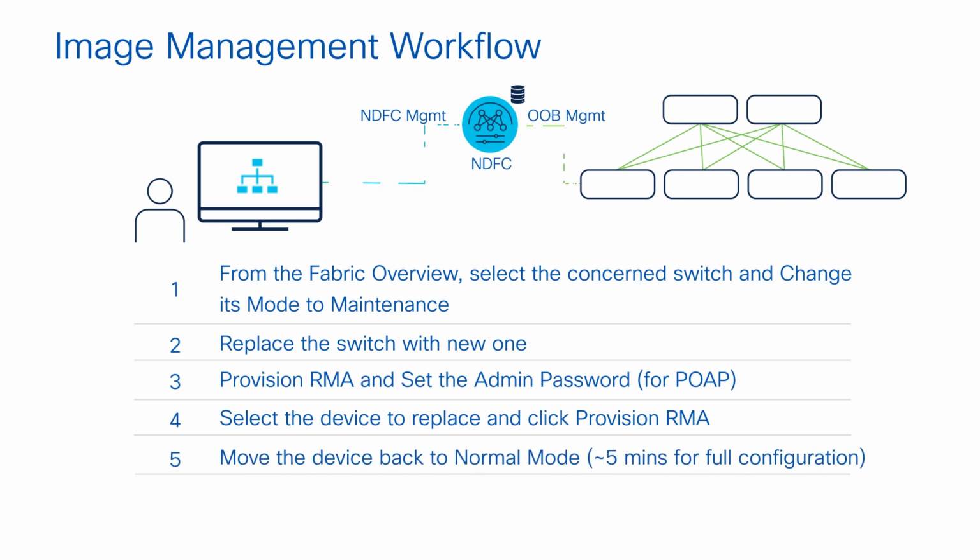Now you replace the old switch with a new one, and you select the admin password in case you are POAPing the switch. You select the device to replace it, and you click on provision RMA. That will basically restore the configurations from the old to the new switch. And thereafter, once this is done, you can actually move the new switch back to normal mode. That takes around 5 minutes for a full configuration.